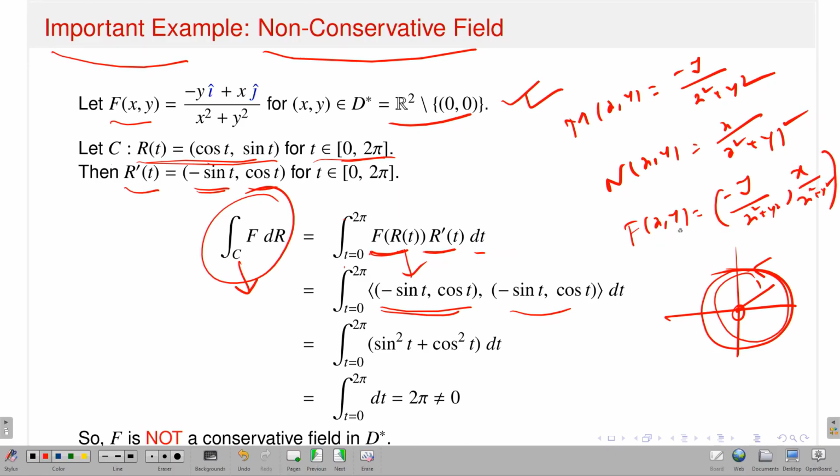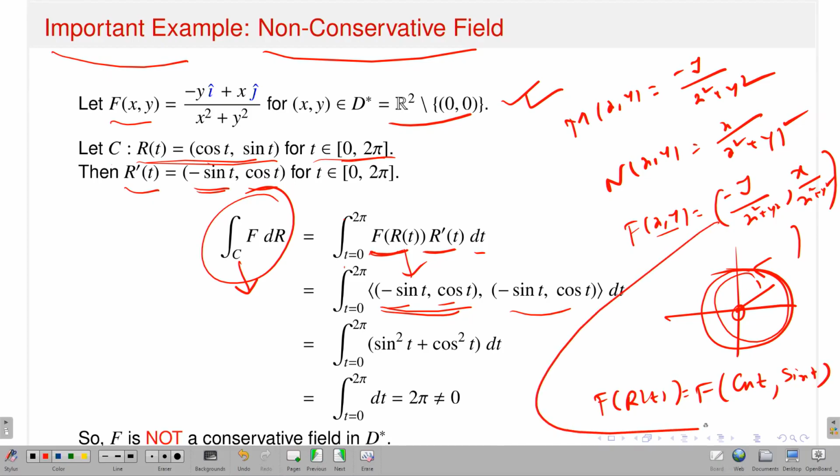Okay, you just replace the point x, y by r(t). What is r(t)? Cosine t, sine t. So F of r(t) is F of cosine t comma sine t, with the corresponding formula. The denominator is cos square t plus sine square t, so it will be 1. So we will have minus sine t comma cosine t, and that is exactly the case.